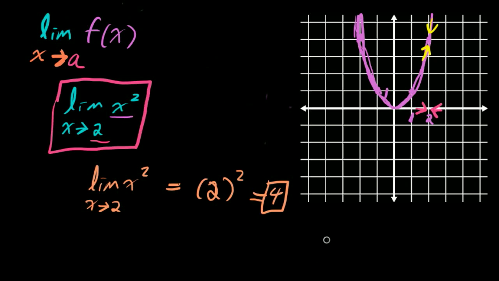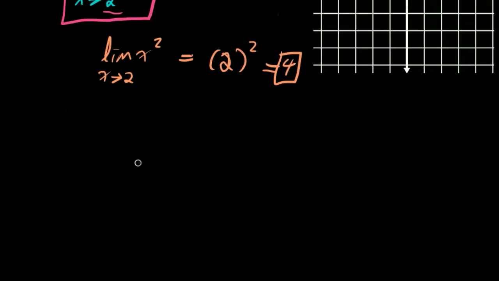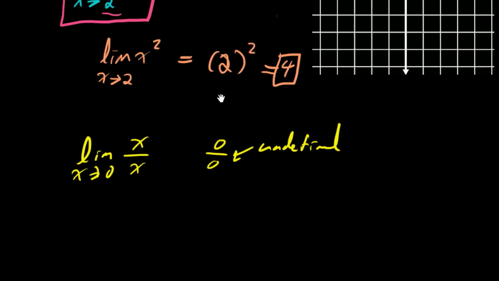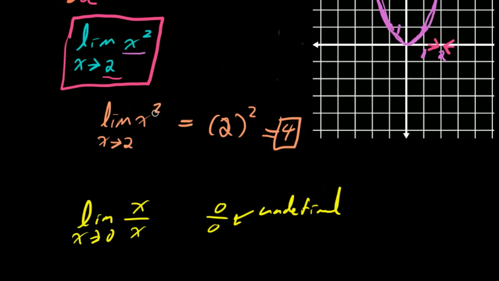In the last video, let me just go down here. Remember, we were looking at the limit as x approached 0 of x divided by x. And there was a reason that we couldn't just plug 0 in, because if we plugged 0 in, we would get 0 over 0, and this is undefined. Now, in this expression, there's no reason that 2 squared is undefined. 2 squared would definitely be a defined number.